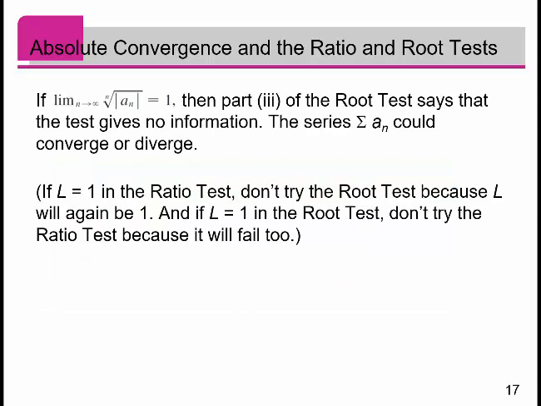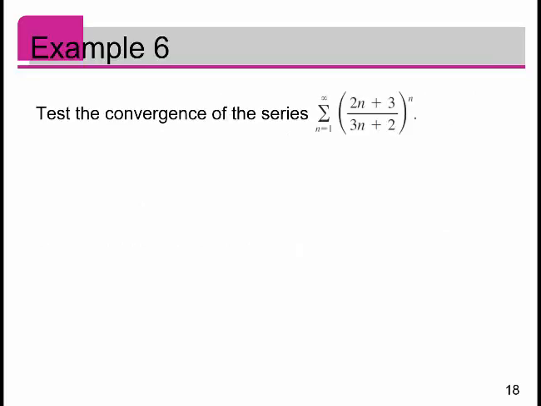So if this limit equals 1, then, as in part 3 of the ratio test, the test gives no information, so the series could be convergent or divergent. If L is equal to 1 in the ratio test, don't try the root test because L will be 1 again. And if L is equal to 1 in the root test, don't try the ratio test because it will fail too. So just remember that: if it equals 1, don't try the other test.